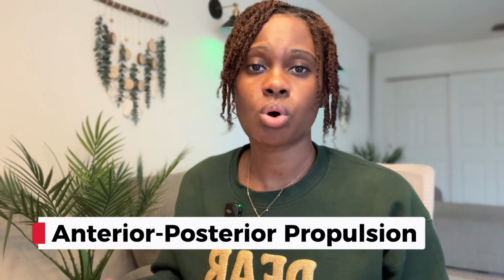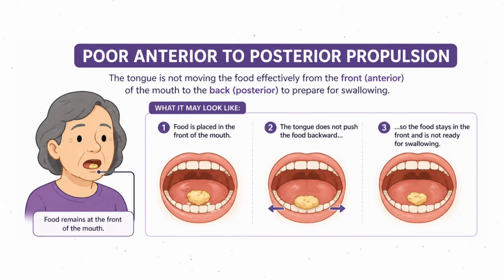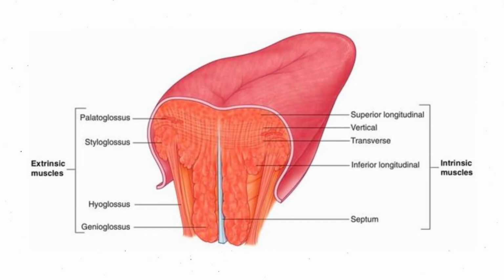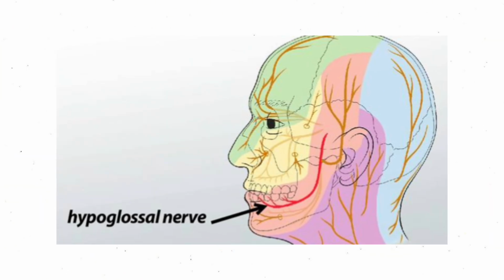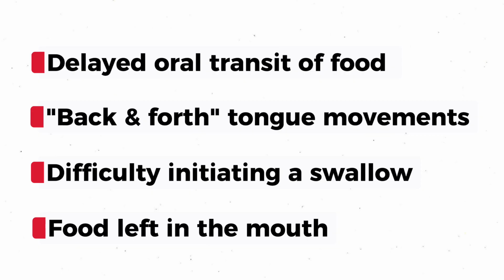We also see what we call poor anterior to posterior propulsion. This means the tongue is not effectively moving the bolus from the front of the mouth to the back of the mouth. This is often related to reduced strength or coordination of the intrinsic and extrinsic muscles of the tongue, including muscles such as the genioglossus and styloglossus, which are controlled by the hypoglossal cranial nerve. The symptoms that you may see are delayed oral transit, repeated tongue movements trying to push the bolus back, difficulty initiating the next phase efficiently, and oral residue left after the swallow.